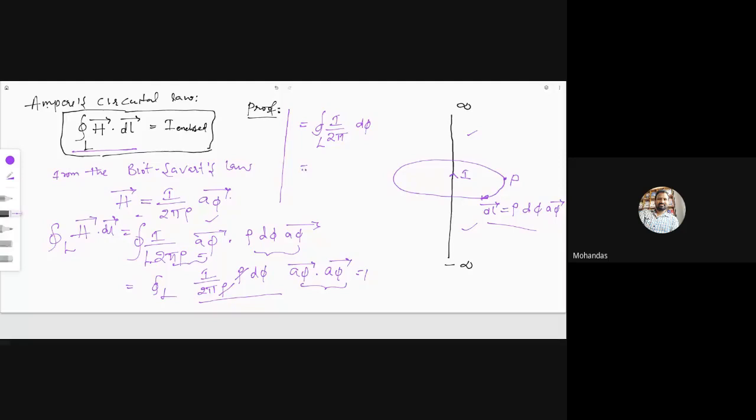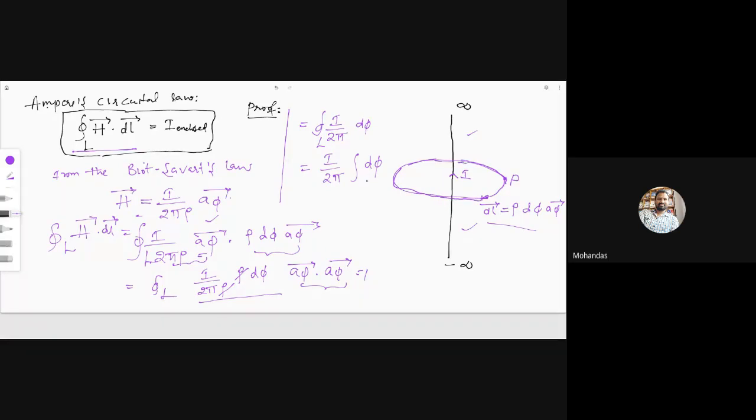Okay, which is equal to what? We can take I by 2 pi out of the integral. So the integral of d phi is a closed line integral. What is the closed line? This is the closed line. This is known as an Amperian path, right?